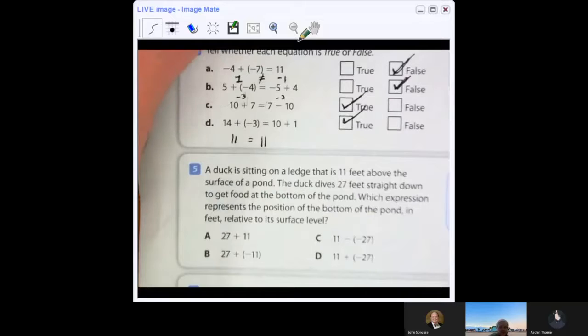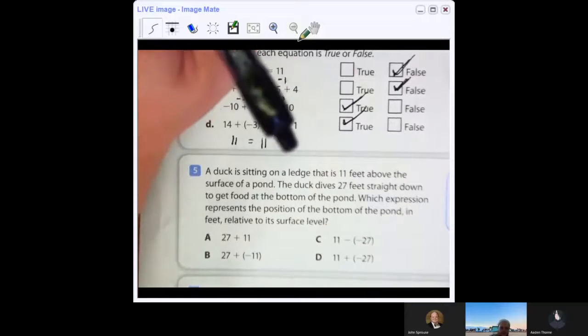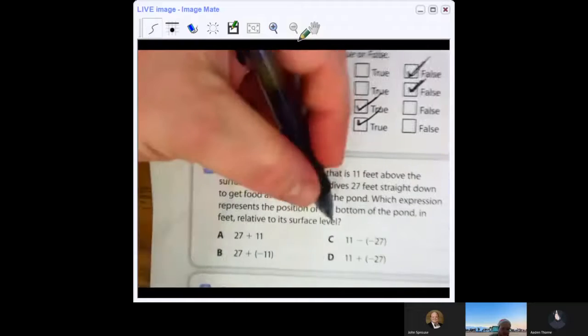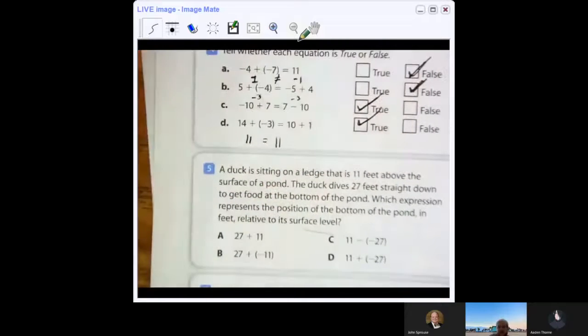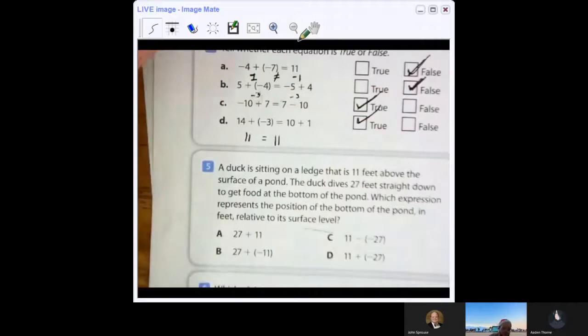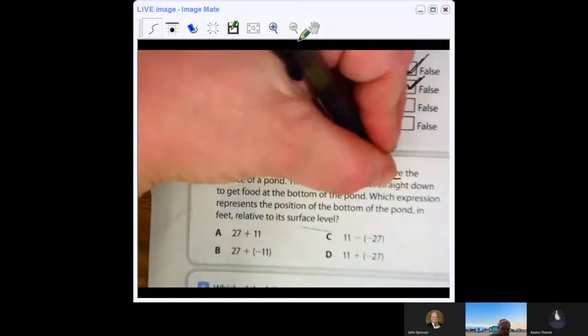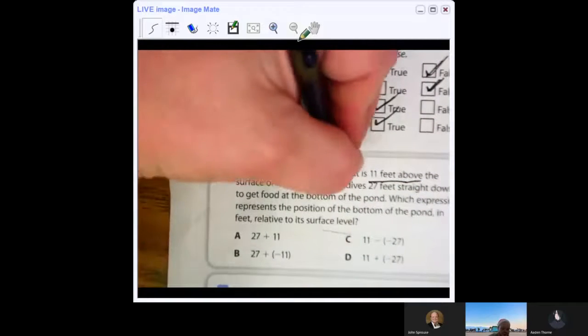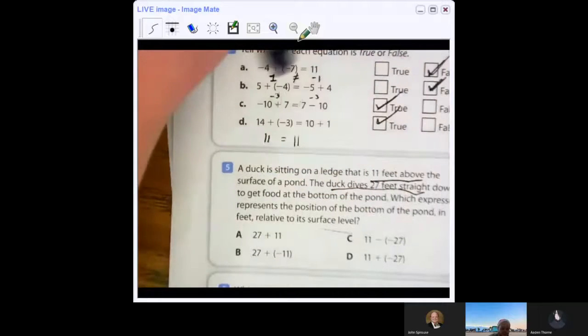This next problem states, a duck is sitting on a ledge that is 11 feet above the surface of a pond. The duck dives 27 feet straight down to get food at the bottom of the pond. Which expression represents the position of the bottom of the pond in feet relative to its surface? First thing you want to do, even before you read this question, is ask yourself, what's so important about this problem? I know there's a duck 11 feet above, and the duck dives down 27 feet.